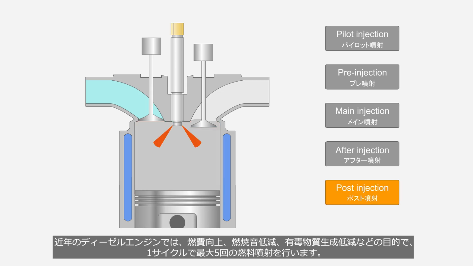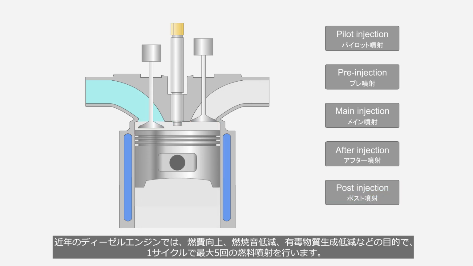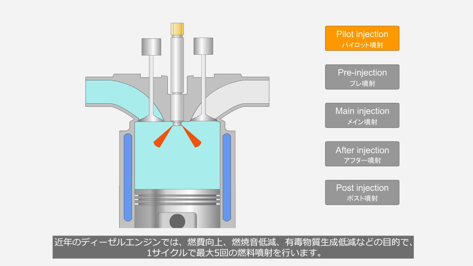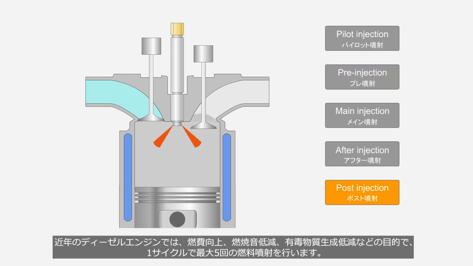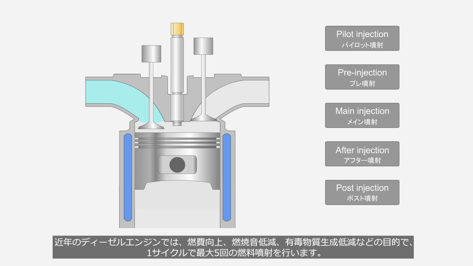In modern diesel engines, up to 5 fuel injections per cycle are performed for purposes such as improving fuel efficiency, reducing combustion noise, and decreasing the generation of harmful substances.